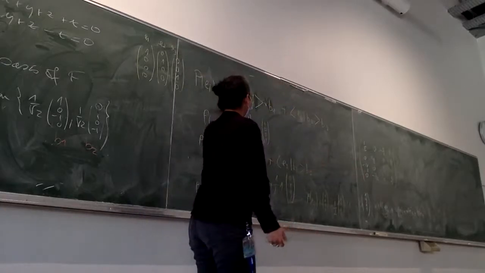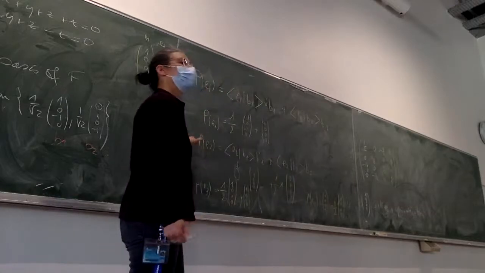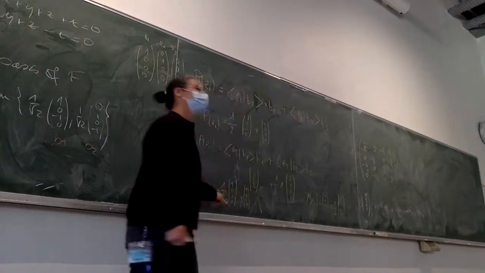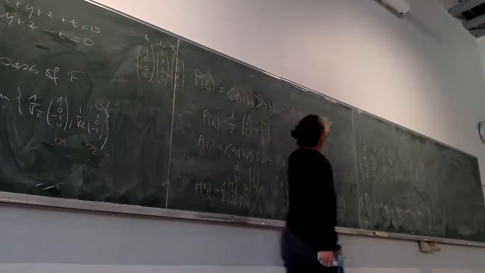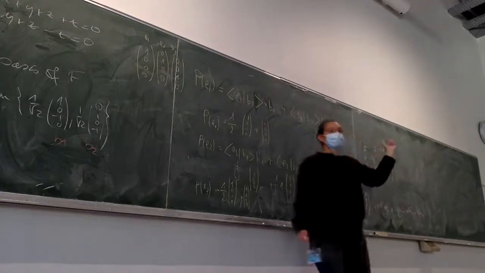Okay. So in our case, we did this computation. We found that the image of each of the items of the standard basis was given by these vectors. So we put them in columns of our matrix. That's our projection matrix. Right?